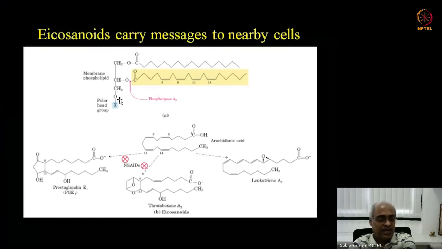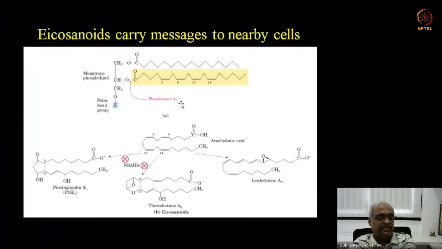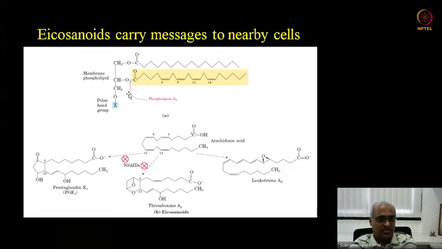Okay, so I glossed over these enzymes called lipases. They are named based on which bond here they cleave. They have their names A1, A2, B, C, and so on. So you don't need to worry about it. In this particular example, here you have the fatty acyl chain with the four double bonds, and this is arachidonic acid. Okay, 20 carbon fatty acid with four unsaturated bonds. And this is released from the membrane in response to signals.